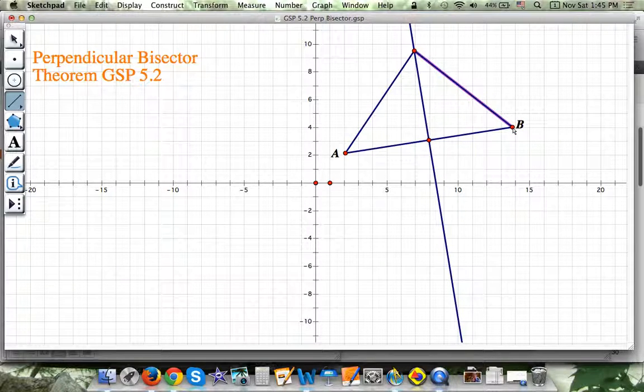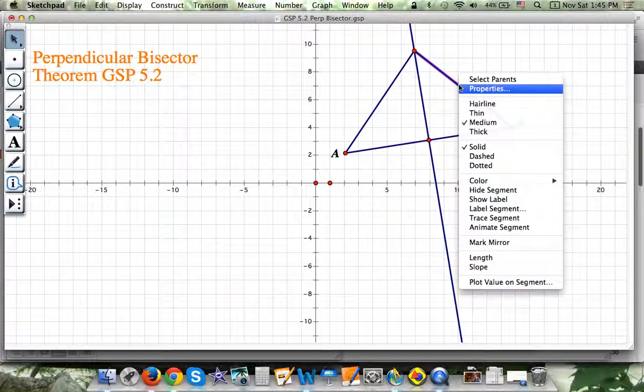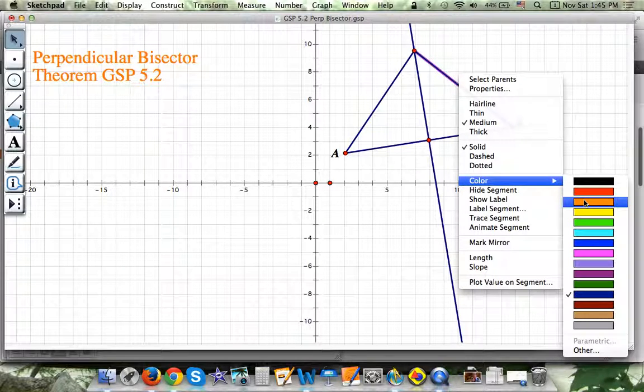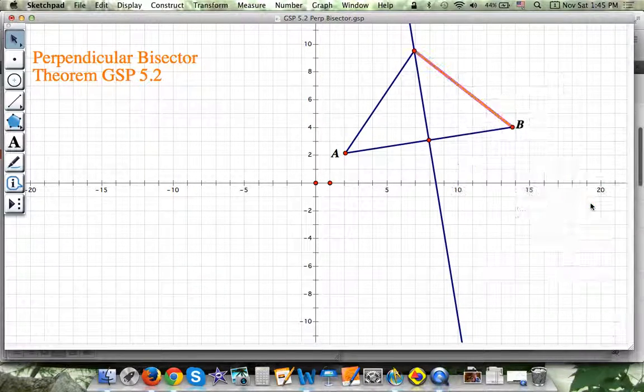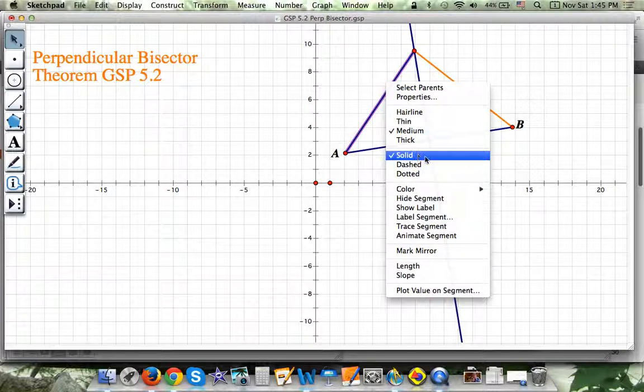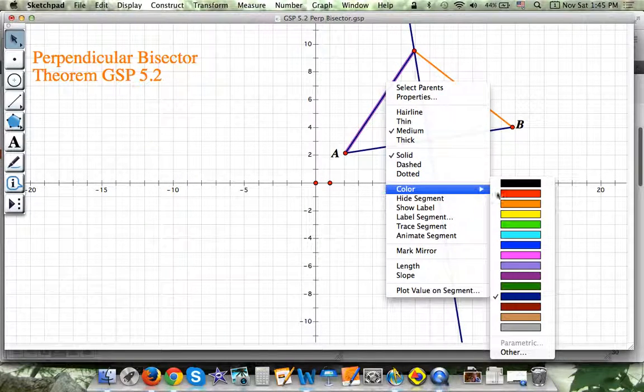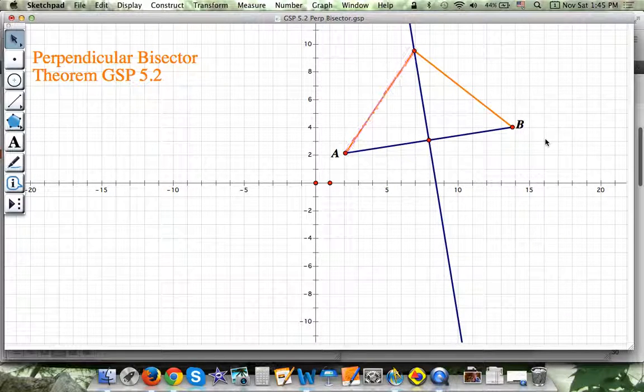I think this would probably be a little bit more clear if we go ahead and change the colors here. So if you just go down to color, how about orange? And we'll make the other one over here orange as well. You should really be able to see the relationship here. Now you might already be able to guess what the perpendicular bisector theorem is going to tell us, but let's go ahead and get that down for sure.